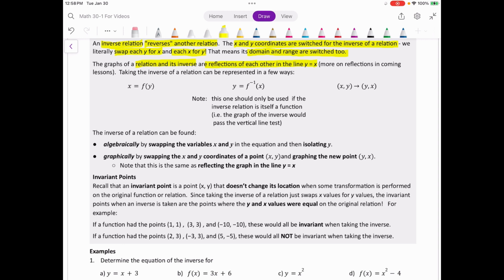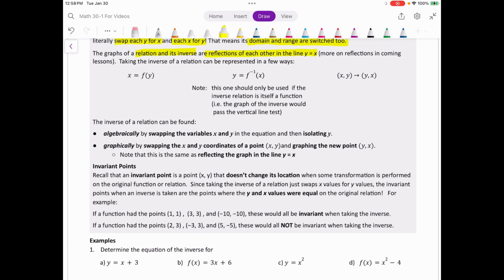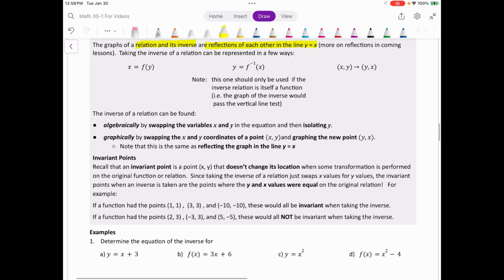We are also going to talk a lot more about reflections in the upcoming lessons on transformations. That's one of the transformations we're going to do to graphs. We're going to reflect them, okay? But just for now, let's focus on how this can be represented symbolically. Taking the inverse of a relation can be represented in a few ways.